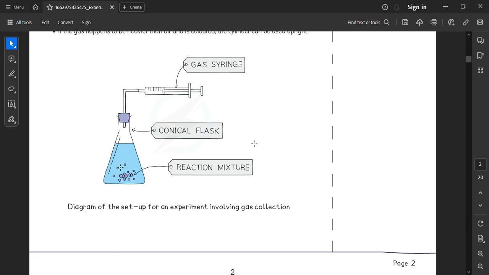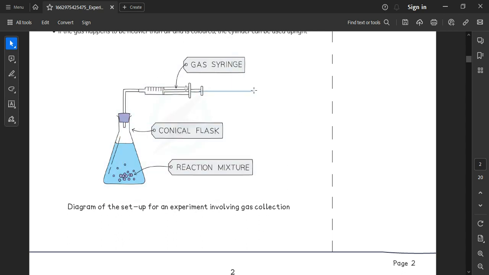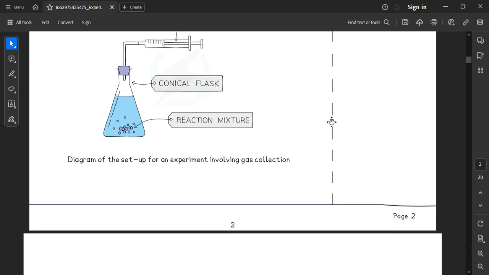So this is our reaction mixture, the conical flask and the gas syringe. As the gas moves up, the syringe pushes back, and then the volume can be measured.